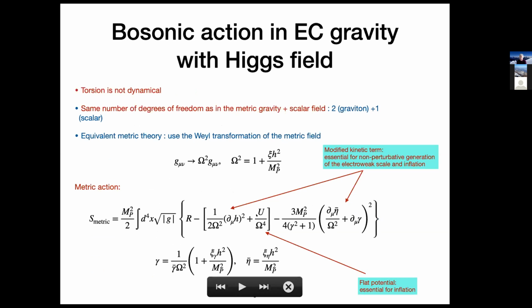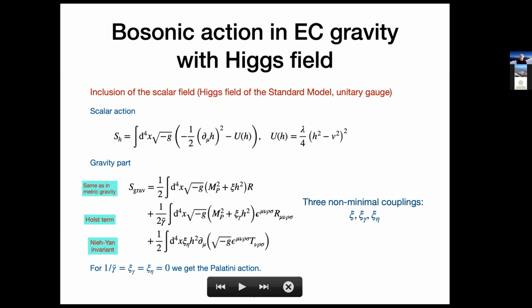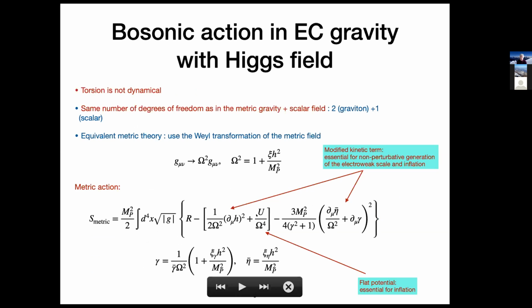So the number of degrees of freedom in this theory is exactly the same as in metric gravity. We have 2 degrees of freedom for the graviton field and 1 degree of freedom for the scalar. The fact that it has the same number of degrees of freedom allows us to rewrite this theory entirely in the metric formalism.